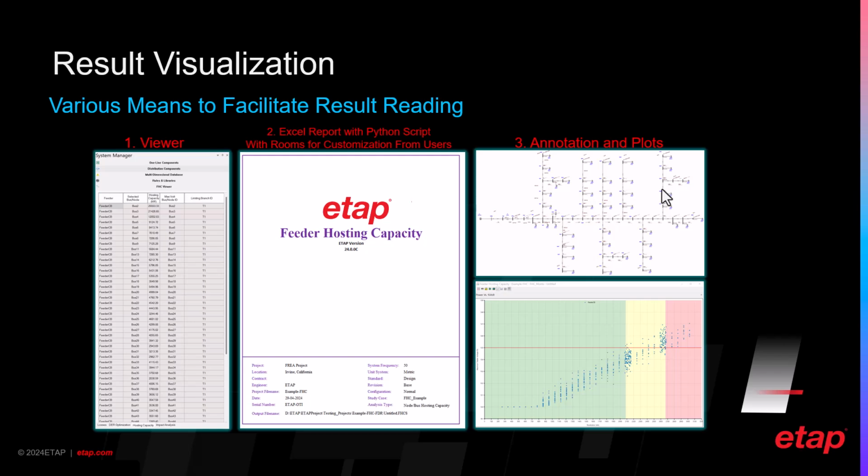To visualize things on screen as you simulate them, we have one-line view annotations, and we have the plots. So we provide a bunch of different options to interpret these results to your favor.